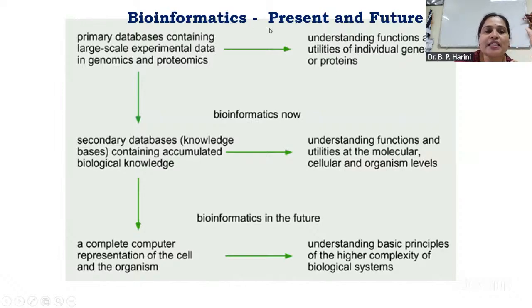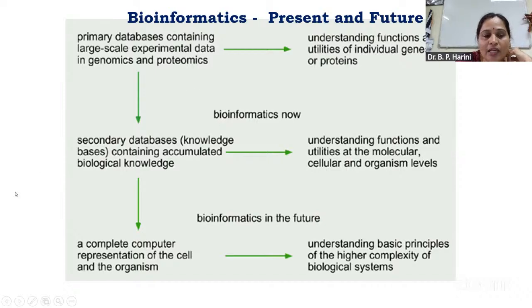Bioinformatics, present and future: it relies upon primary databases containing large-scale experimental data in genomics and proteomics, which lead to the understanding of functions and utilities of individual genes or proteins, followed by secondary databases containing accumulated biological knowledge to understand functions and utilities at the molecular level. That is, the primary database is at the individual level and the secondary database at the molecular level, for understanding function and utilities at the molecular, cellular, and organism level. That is through bioinformatics.